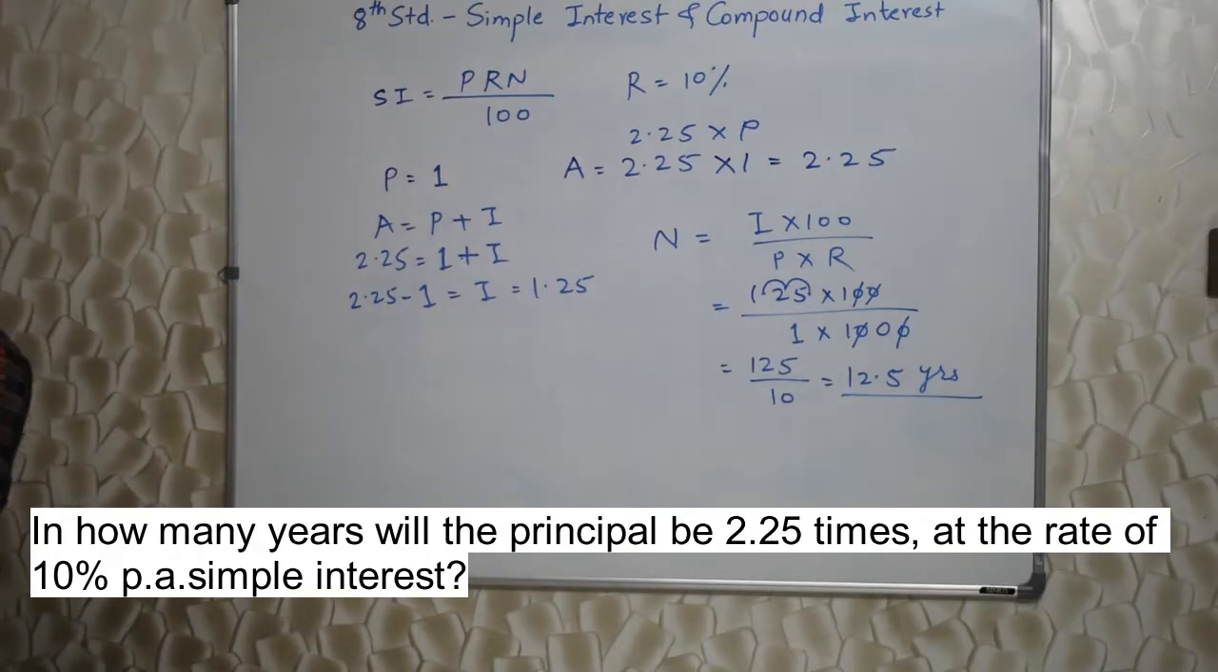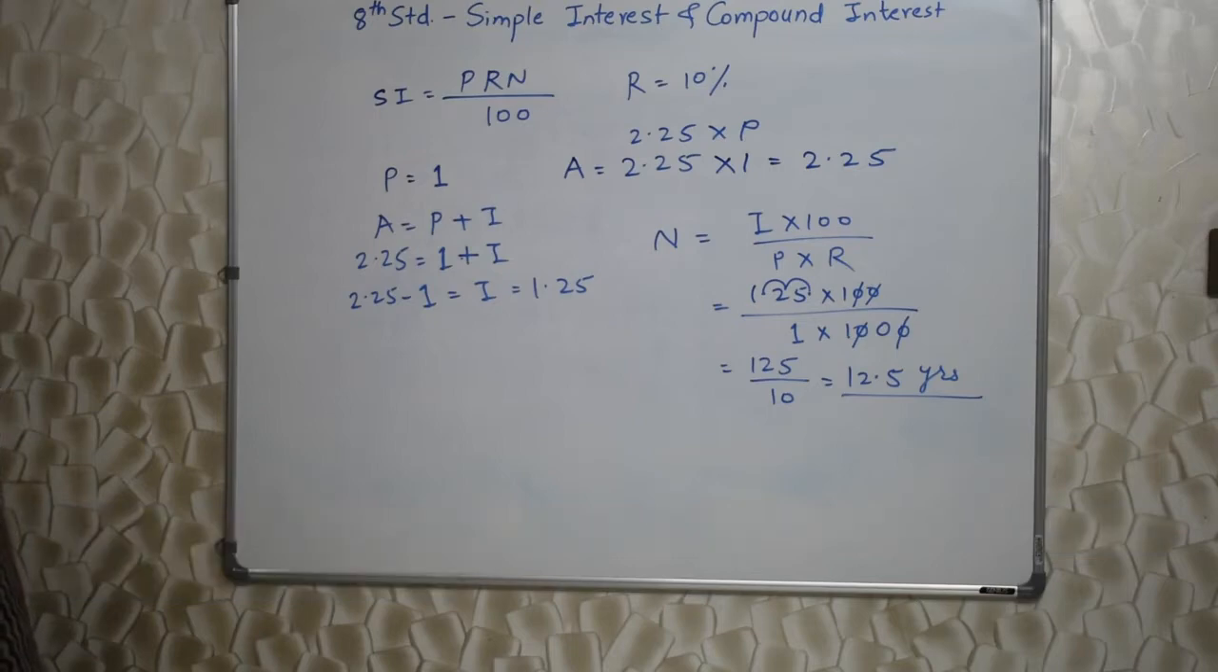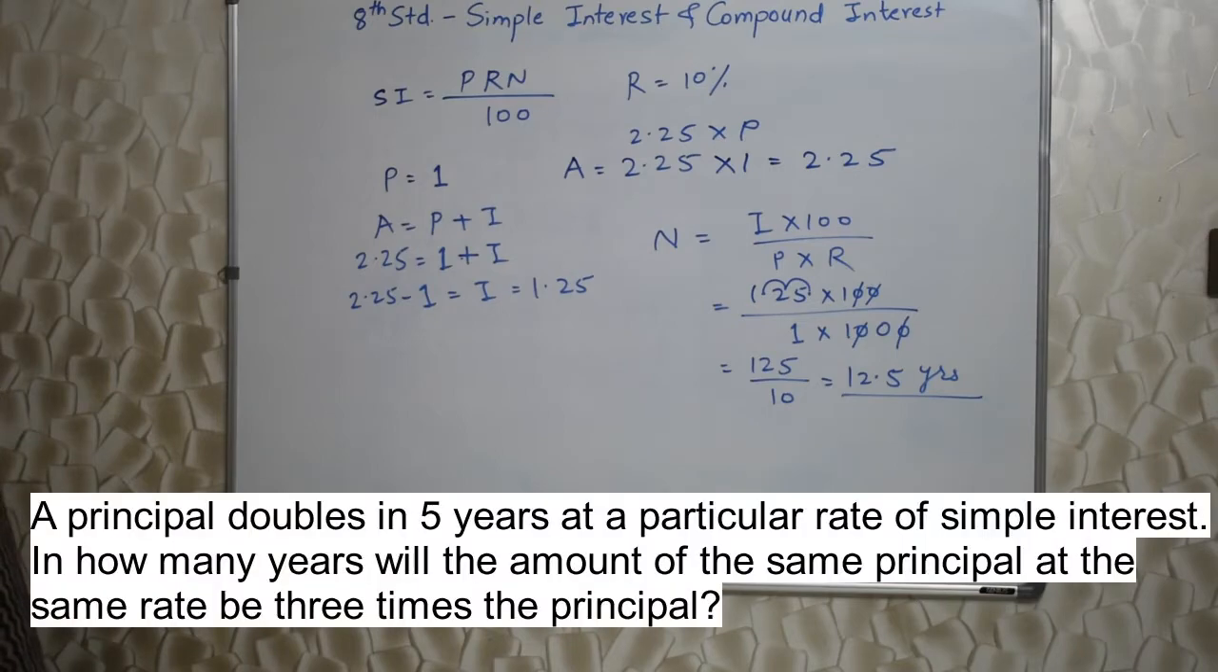Let's move ahead. Next sum will appear on your screen. A principal doubles in 5 years at a particular rate of simple interest. In how many years will the amount of the same principal at the same rate be 3 times the principal?